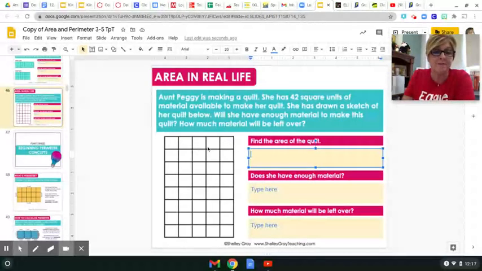So I'm seeing 5 here for the length, and the width is 5, 6, 7, 8. Okay, so 8 times 5. If you have been working on your multiplication facts, which you should be doing, we know we need to count by 5s 8 times. So pause this video and see if you can figure out the area of her sketch.